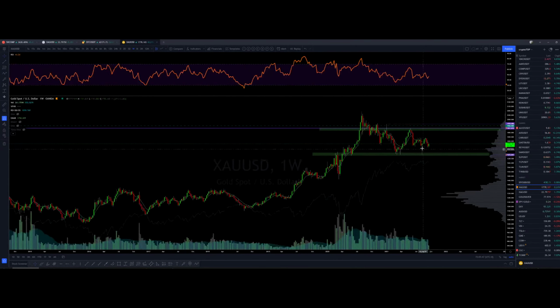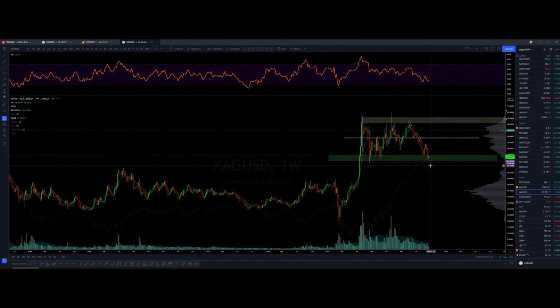You can look at gold. Gold is also downtrending on the weekly, right? Silver is getting completely smashed, coming back to this key area. After this drop, there's nothing. It could be in free fall. Could be a good buy opportunity if it drops down to around 18 bucks or lower.